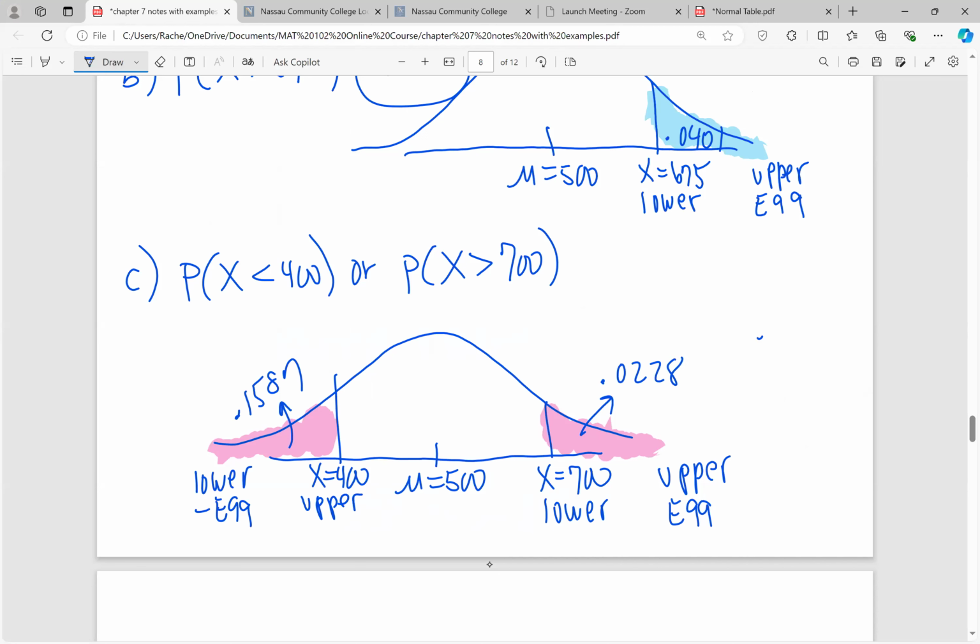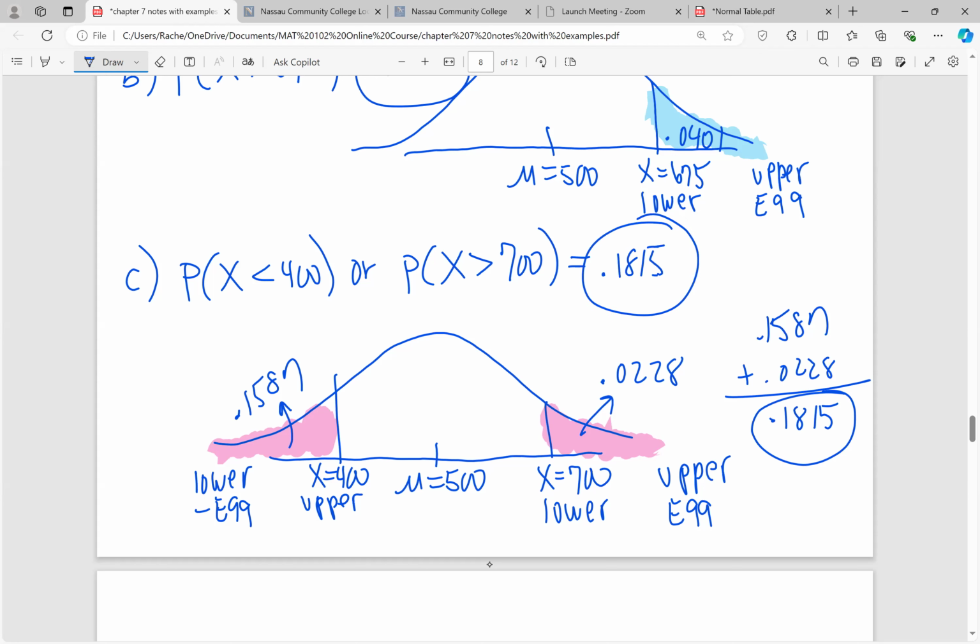And then we have to add them. So we're going to get 0.1587 plus 0.0228. When we add 0.1587 plus 0.0228, we get about 0.1815. And that's the probability that a sandwich is either going to have less than 400 calories or more than 700 calories.